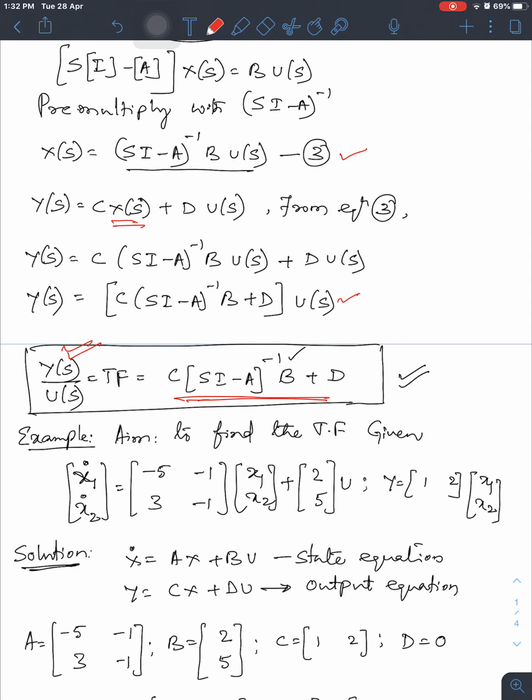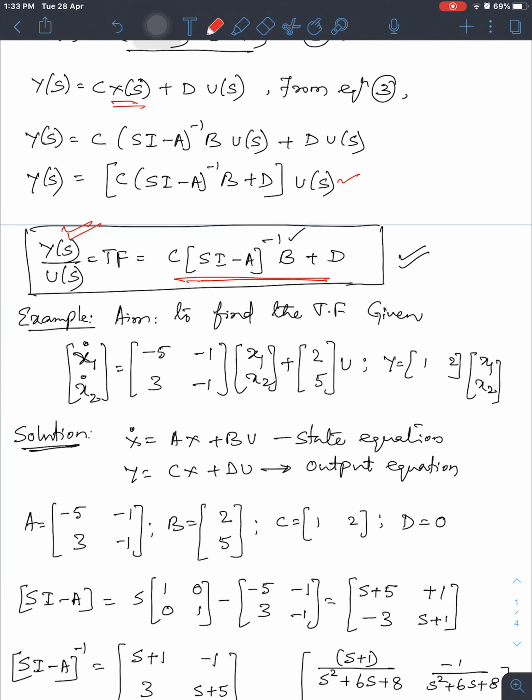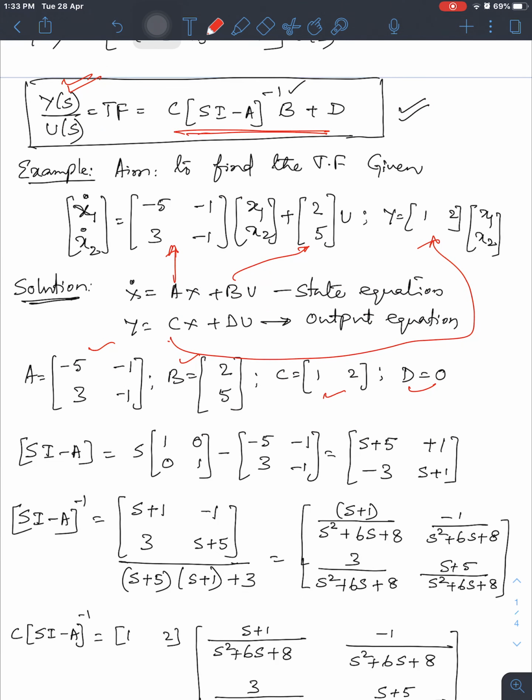So we took the problem to find out the transfer function of a given system, where we have the state equation and we have the output equation. What we did, we simply did one-to-one correspondence, identified what is A, this is B, and obviously this is my C, and there is no D. So we were able to pick A, B, C, D from the given equations.